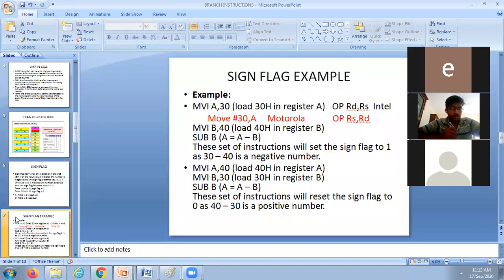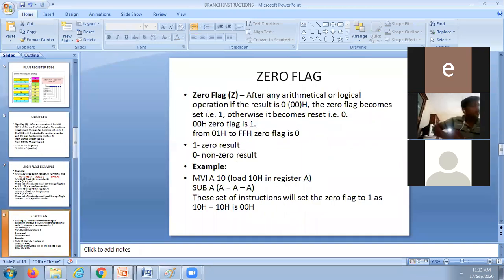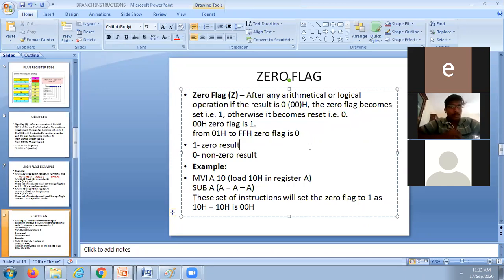Okay. Next one is the zero flag. When these flags are to be affected, there is a general question that is very important: when flag bits are affected, what will be the answer? Note down.